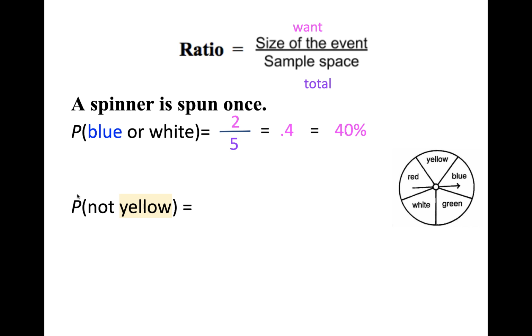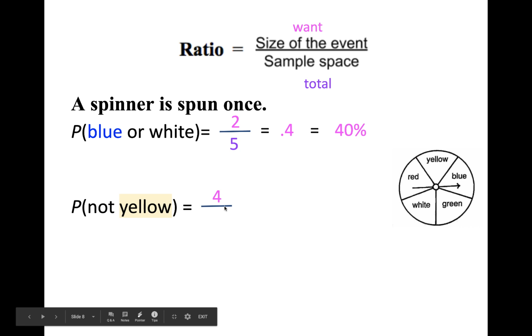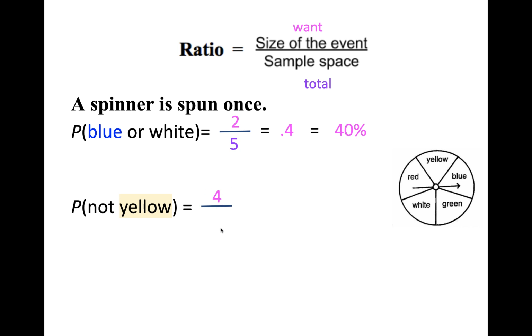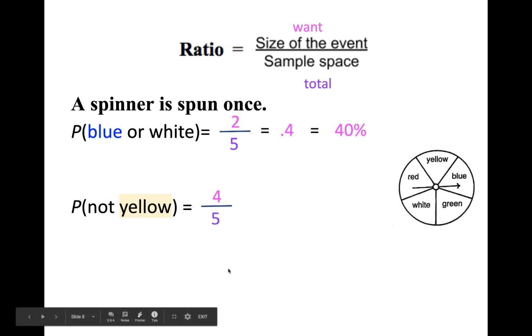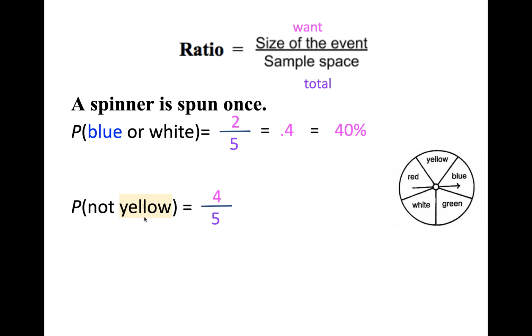Next, let's look at the probability of not spinning a yellow. So that means you want everything else except yellow. Well, how many outcomes are focused on what you want? You don't want yellow. So if you cover up the yellow slice with your thumb, how many are looking at you? 1, 2, 3, 4. So what you want is represented by the number 4 out of how many total outcomes are there for this event? 5. So 4/5, or 4 to 5, is the probability of not spinning a yellow.